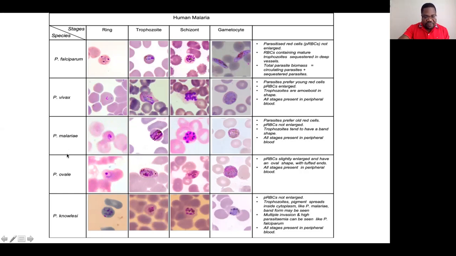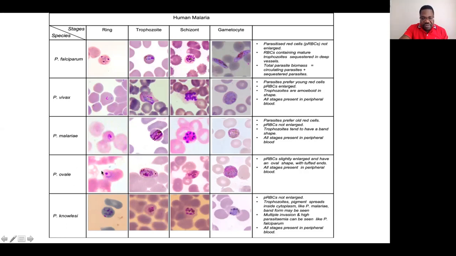Now for Plasmodium malariae, the cells will also remain unchanged in terms of size and shape, but the trophozoite ring that you can see here has what we call a band shape. It has a band shape. And here you have the schizonts. You can see the schizonts here are different in number from the schizonts here. Here you can see plenty of them in the Plasmodium falciparum.